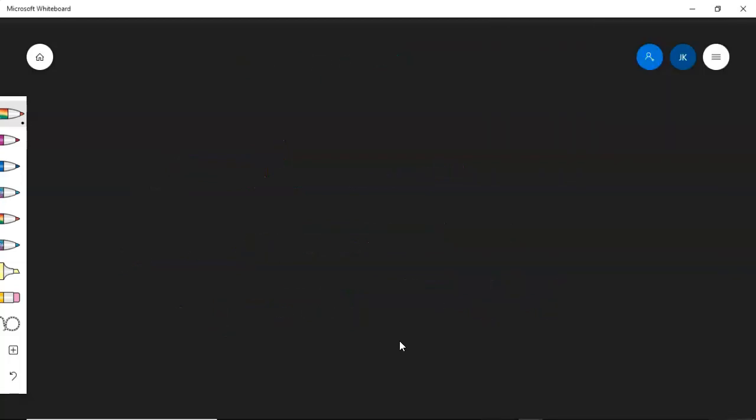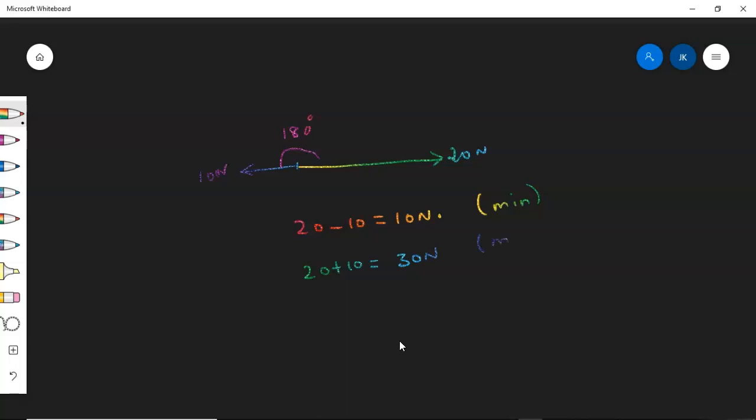Now at last, here is 20 Newton, and from this point here is 10 Newton. The angle between the two vectors is 180 degree. So it is the opposite direction, so we need to subtract 10 Newton. It is the minimum resultant force. The maximum resultant force is 20 plus 10, 30 Newton. This is the maximum. And which angle is it? 180 degree is the minimum, and this angle 0 degree is the maximum.